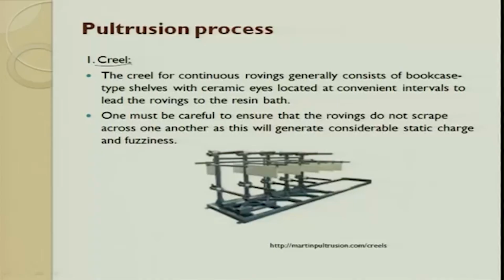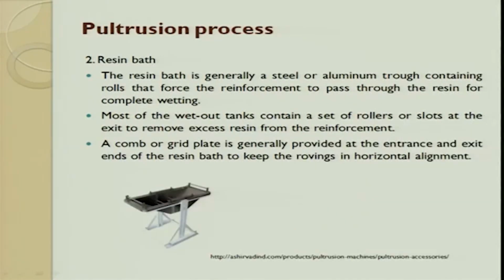So, this is the reel. A reel is a continuous roving consisting of bookcase type shelves with ceramic eyes located at convenient intervals to lead the roving into the resin bath. Basically, this is a place where you stack all the glass fibers. It can be fiber, roving, or a mat. Then this is the resin bath. Interestingly, if you look at the resin bath, it is never a deep trench like this. It is a gradual coming in and a gradual exit out. So, this is what is followed.